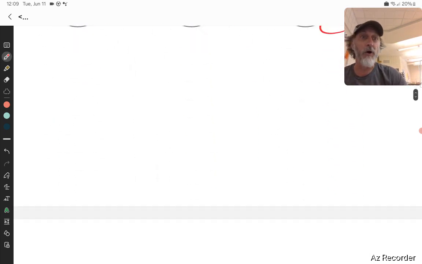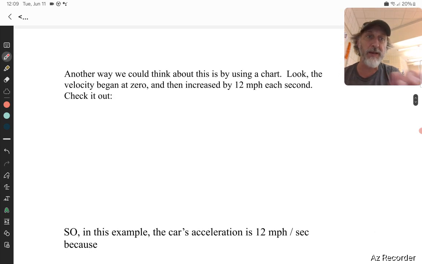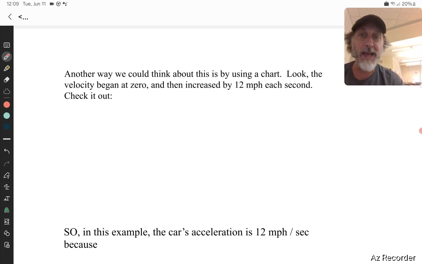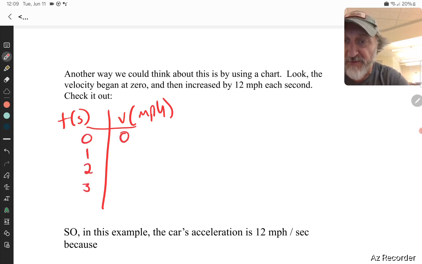On your first homework assignment, I want you to solve these problems by using these little velocity-time charts. Another way we could think about this is by using a chart. The velocity began at 0 and then increased by 12 miles per hour each second. So you're going to make these little charts: time in seconds, velocity in miles per hour. At time 0, our velocity was 0. We've got 5 seconds that elapse, and every second, the velocity goes up by 12.